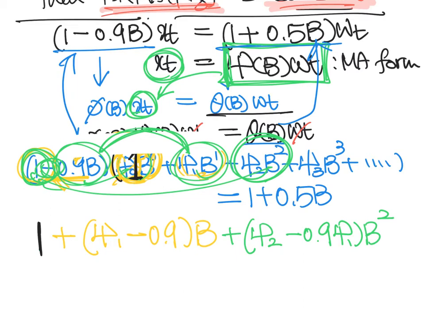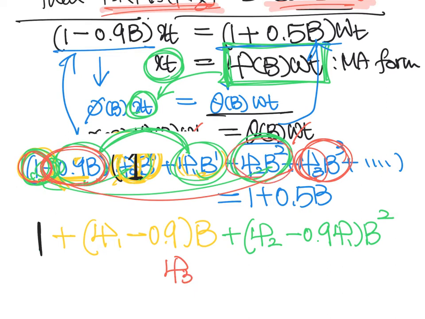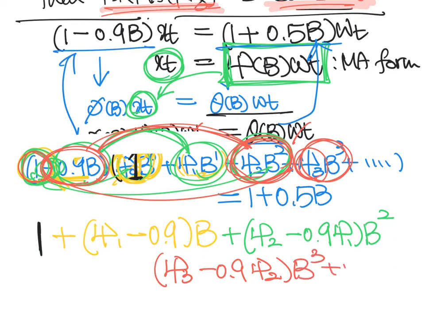Can you expect the next one? 1 times B cube, big phi 3. And here is a negative 0.9B, and here is a big phi 2 B square. We can make another B cube. So it's a minus 0.9, it's a phi 2, it's a B cube. Keep going. How much should it be? It must be 1 plus 0.5B. So far so good?